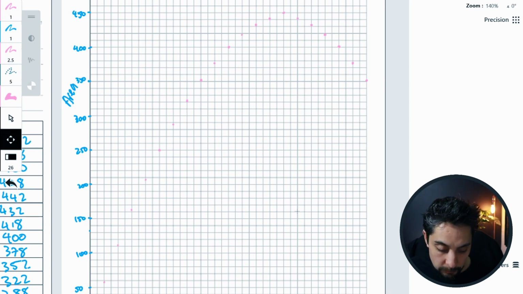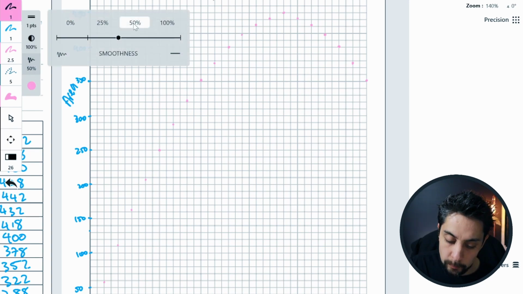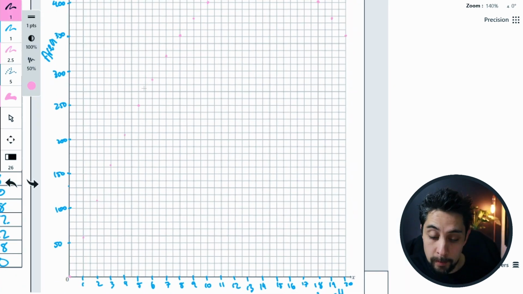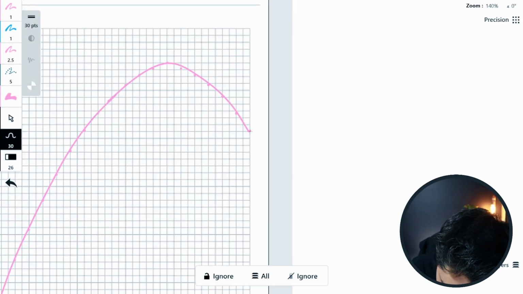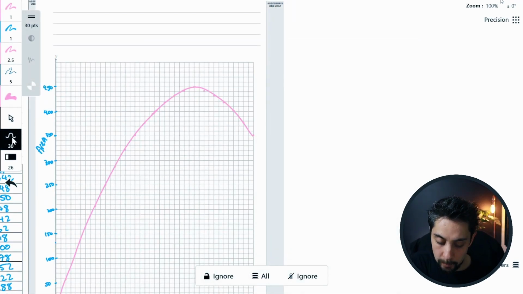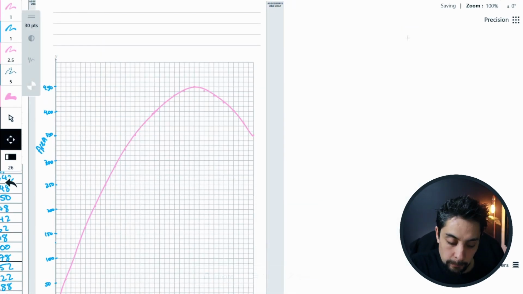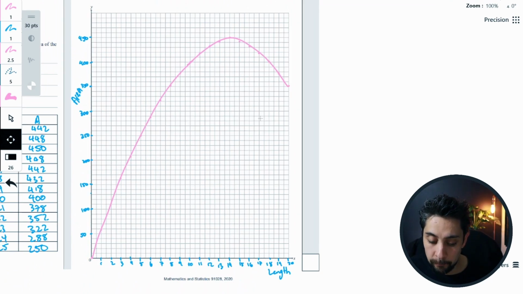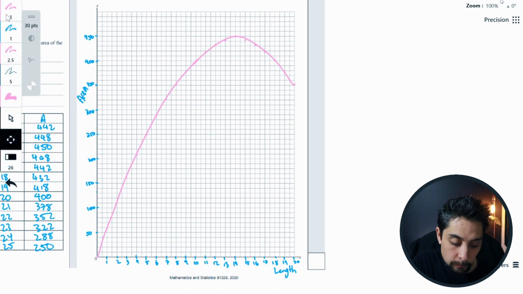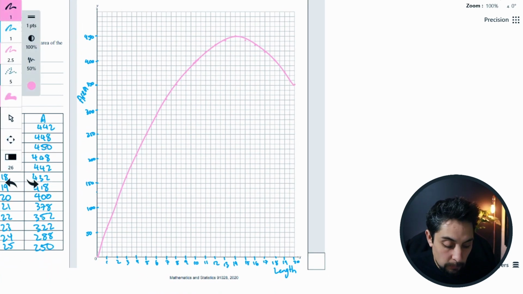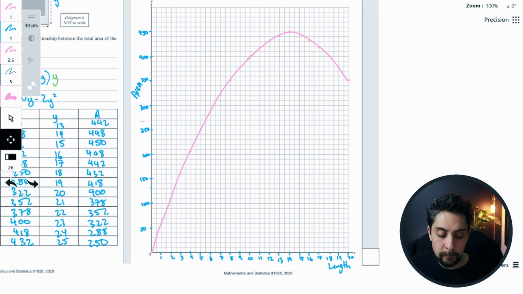Okay, there's our points plotted for our parabola. Now we just need to join all of those up with a nice smooth curve. There we go. That is our parabola. So we can see both from the parabola that we've drawn there and from the table that our maximum occurs at 450 square meters with a height of 15 meters.